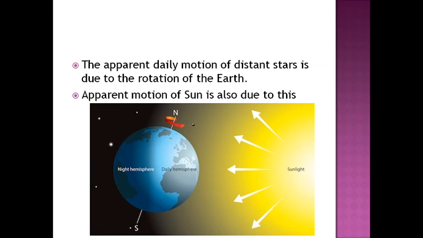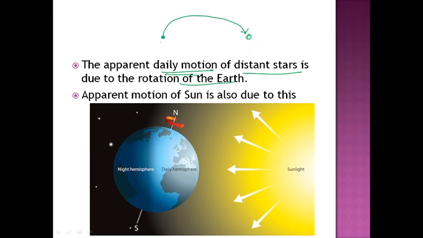Now moving on to the next assumption, this model proposed that the apparent daily motion of distant stars is due to the rotation of the Earth. You know, every day the planets and stars as observed from Earth are moving. The sun rises in the east and sets in the west. Similarly, the moon rises in the east and sets in the west. All the stars move from east to west at night. This is the daily motion of the stars.